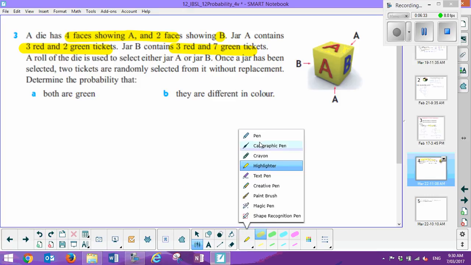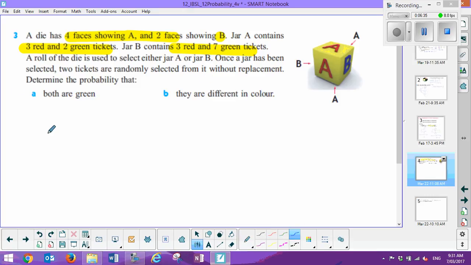Alright, so we want to set up our tree. The first job is that we need to throw our die to work out which jar we're going to choose, and our die will tell us either A or B. Then, once we've got our jar, the options are red and green in both jars.